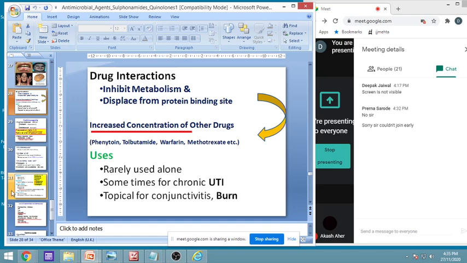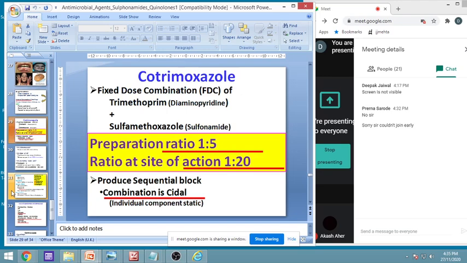They are rarely used, particularly even nowadays they are rarely used, and if at all used, they are rarely used alone. Usually the only drug now available in format is sulfamethoxazole and trimethoprim, that is the co-trimethoprim combination. Sometimes they are used for chronic urinary tract infection. They are topical for conjunctivitis and burn, as I told you, silver sulfadiazine which is used in burn. So these are various agents.